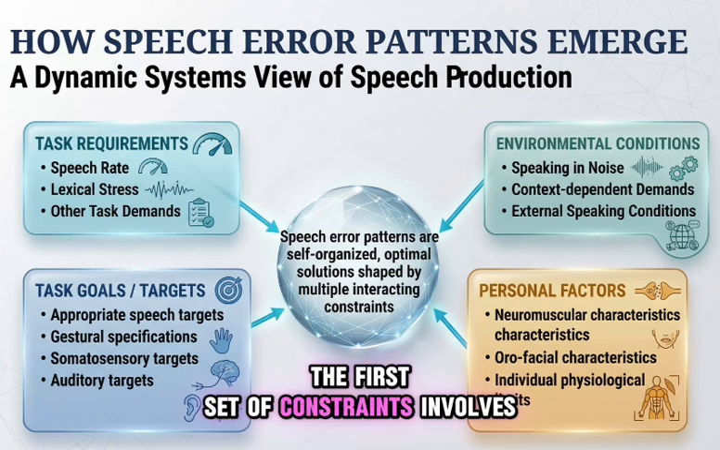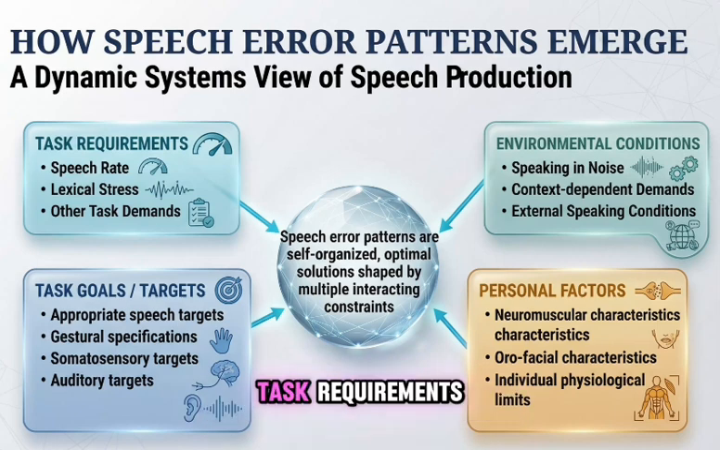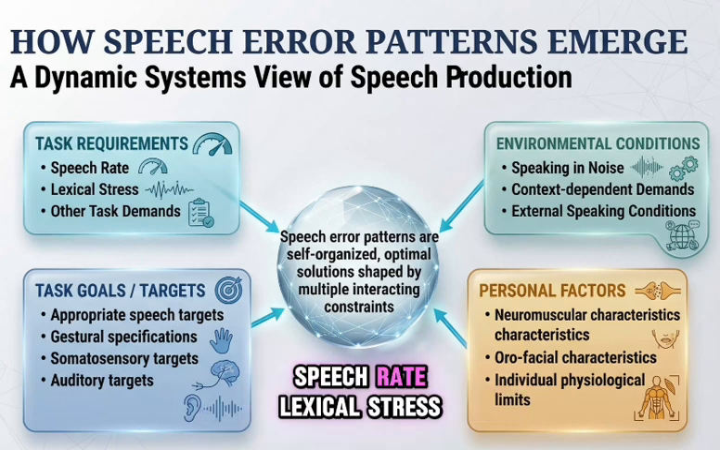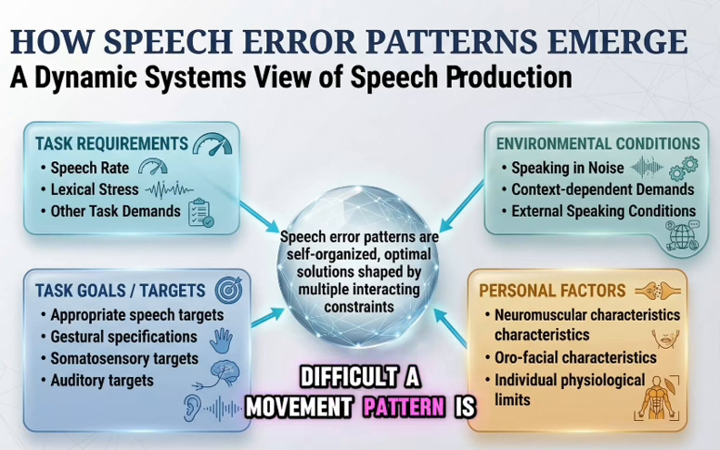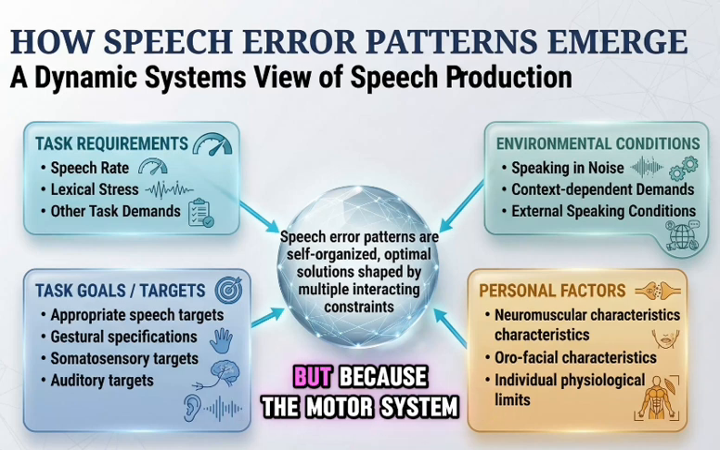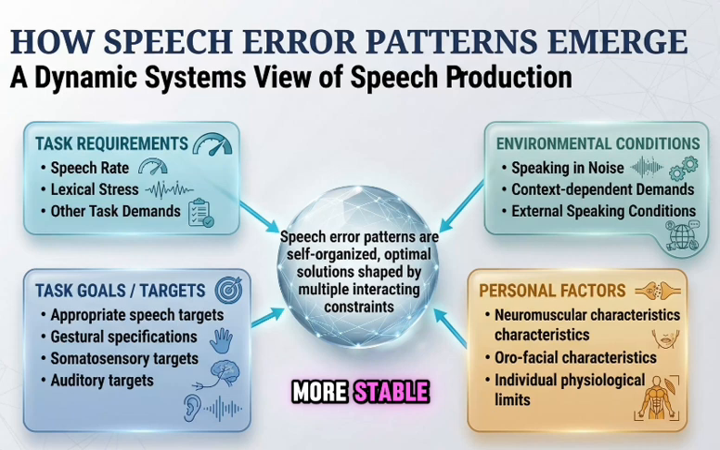The first set of constraints involves task requirements. Speech rate, lexical stress, and other task demands can change how easy or difficult a movement pattern is to produce. A child may simplify speech not because the target is unknown, but because the motor system is selecting a version that is more stable or easier to execute in that moment.